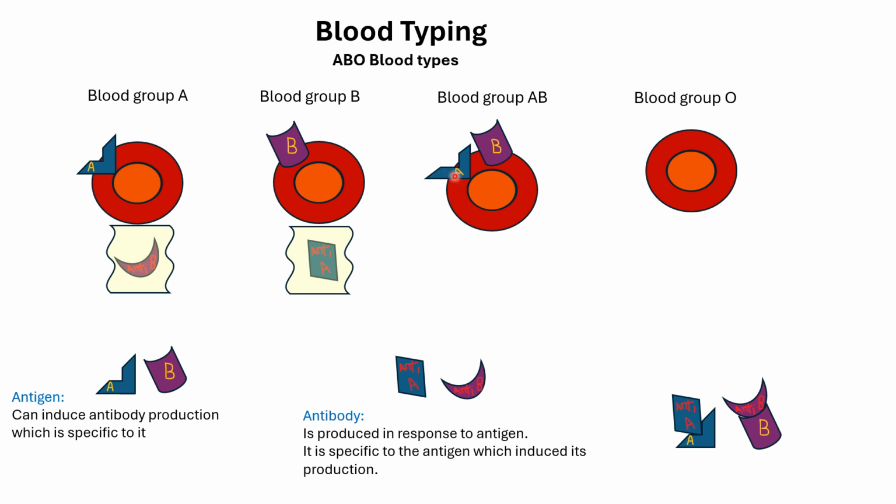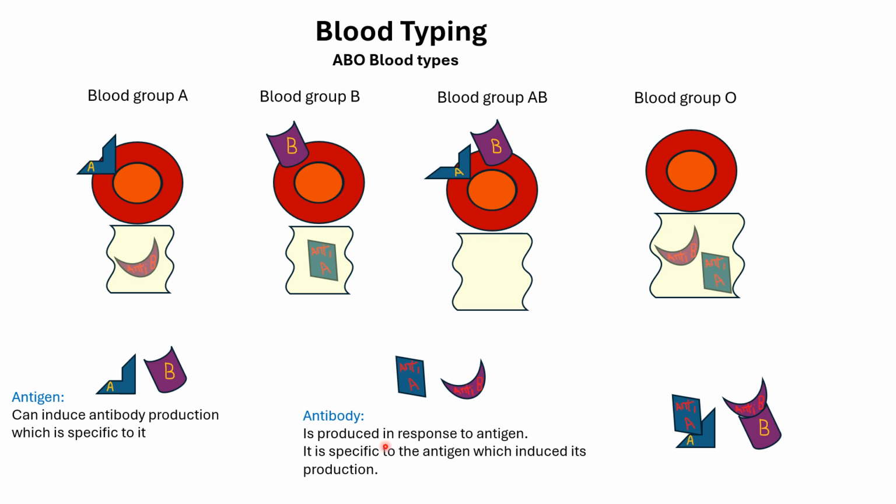Now blood group AB has antigen A and antigen B, so they recognize both of these antigens as self. So they do not have any antibodies in their plasma. They don't have antibodies against antigen A, and they do not have antibodies against antigen B. And then blood group O, since it lacks any antigen on the surface, recognizes both of these antigens as foreign, and it has antibodies to A and B in its plasma.